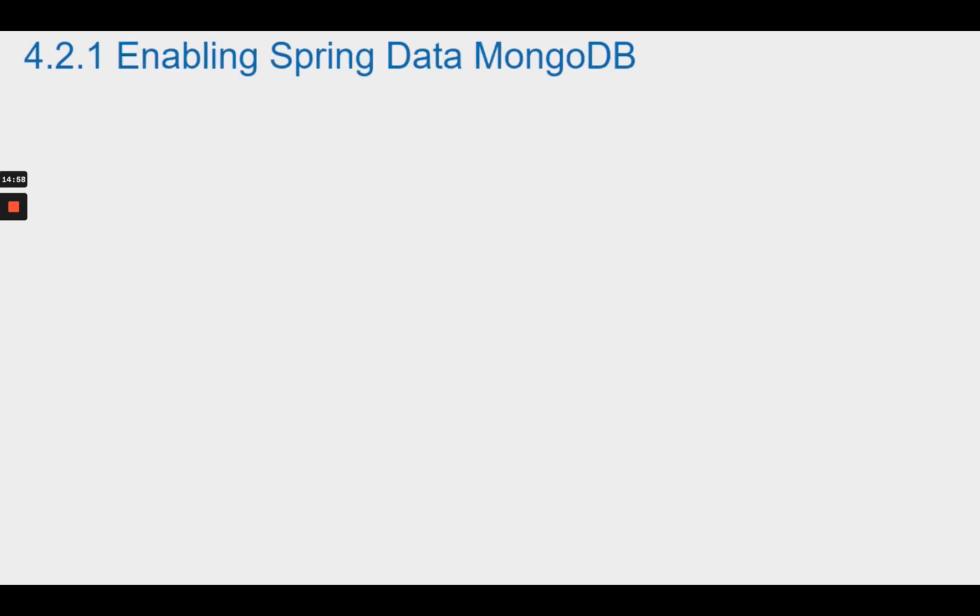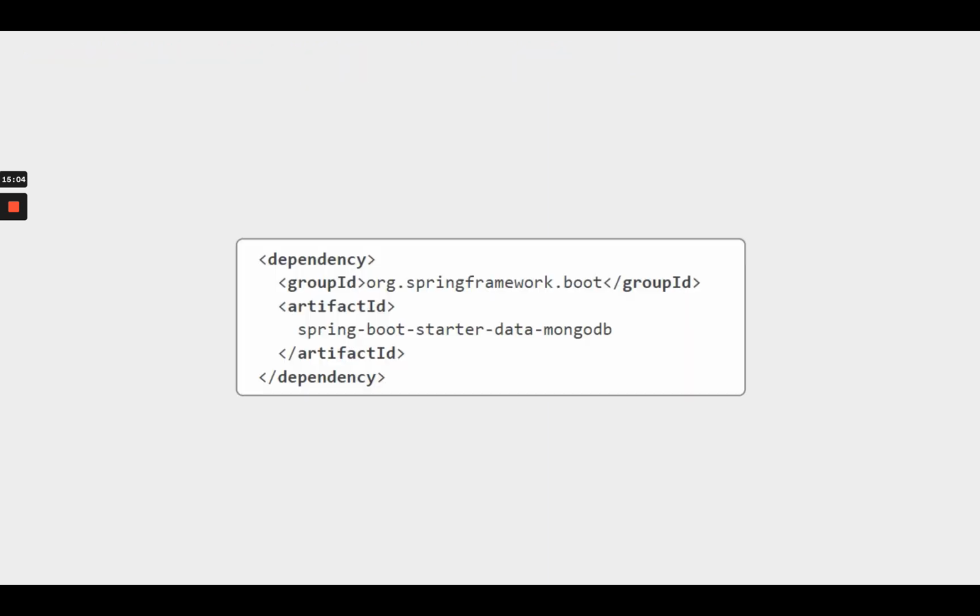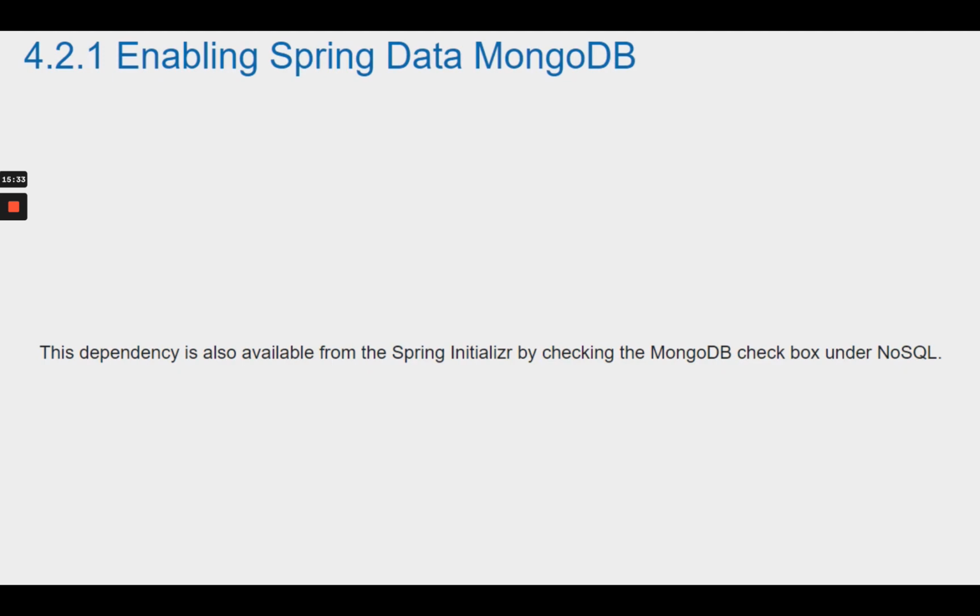Section 4.2.1 Enabling Spring Data MongoDB. To get started with Spring Data MongoDB, you'll need to add the Spring Data MongoDB starter to the project build. As with Spring Data Cassandra, Spring Data MongoDB has two separate starters to choose from, one reactive and one non-reactive. We'll look at the reactive options for persistence in Chapter 13. For now, add the following dependency to the build to work with the non-reactive MongoDB starter. This dependency is also available from the Spring Initializr by checking the MongoDB checkbox under NoSQL.